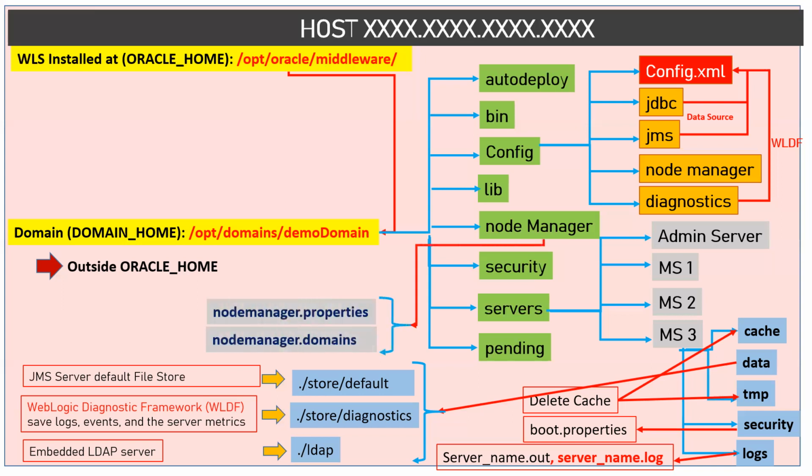Okay, and when we talk about the nodemanager folder of your domain, it contains two important configuration files. One is nodemanager.domains. This nodemanager.domains file contains the path of the domain which is enrolled, or which this node manager is controlling. The second important file is nodemanager.properties.